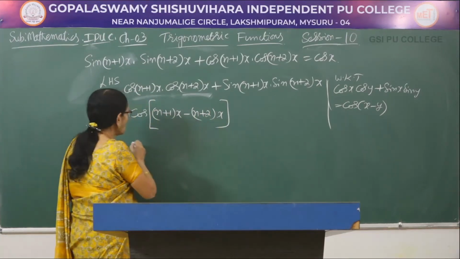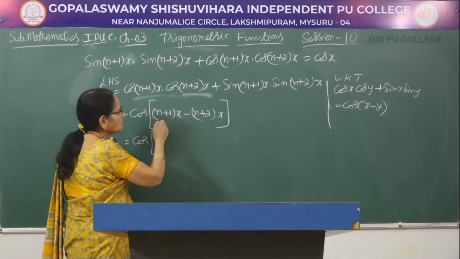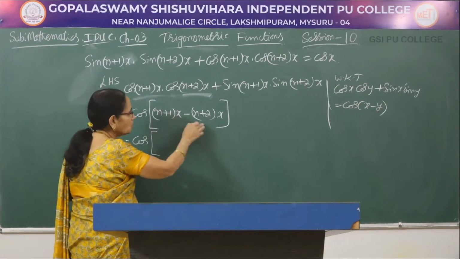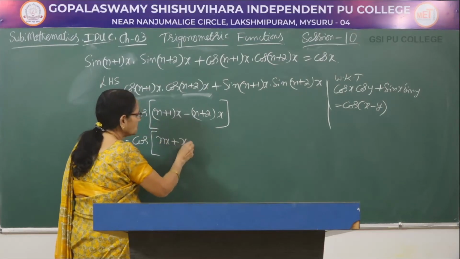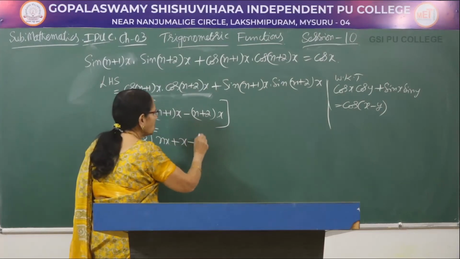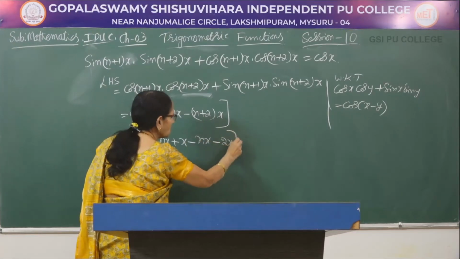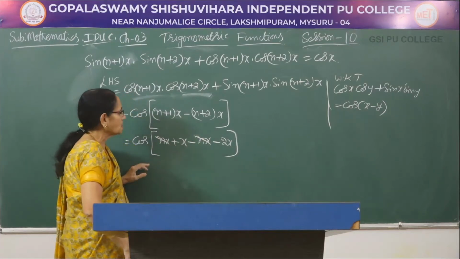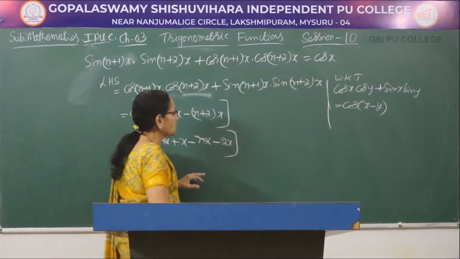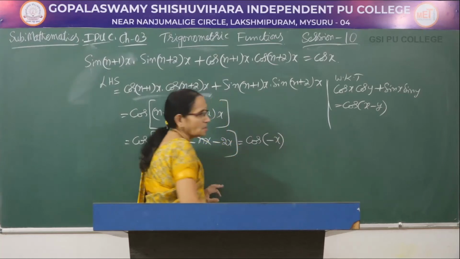Compare them. Now, this would be equal to, inside the square bracket, n into x plus x, 1x, minus n into x and minus 2 into x. Correct? Now, you observe plus nx minus nx, they get cancelled. 1x minus 2x is equal to cos of minus x.